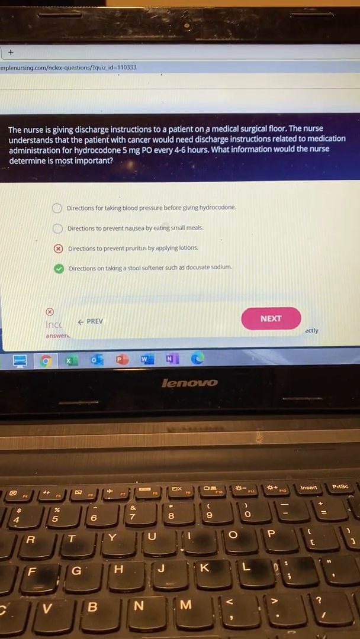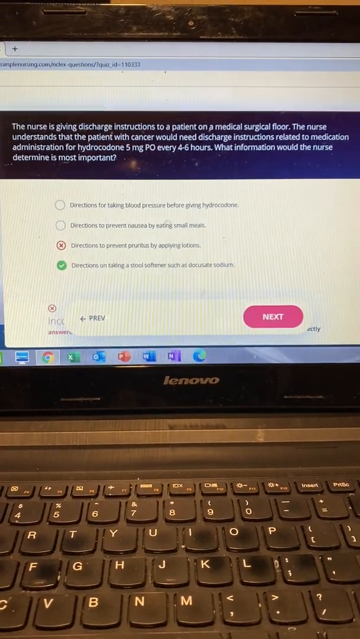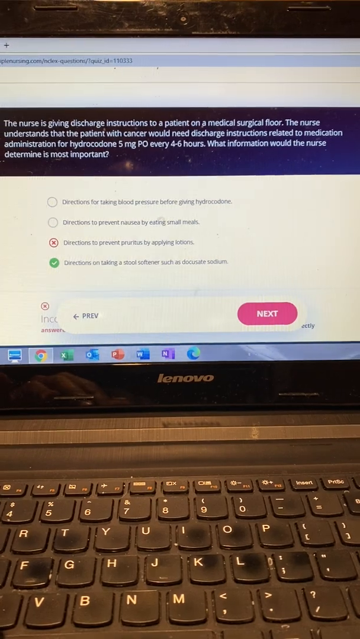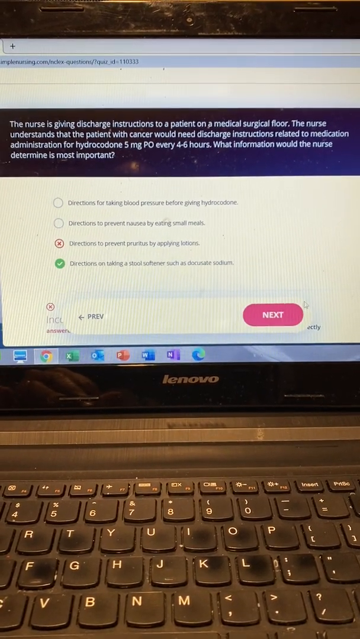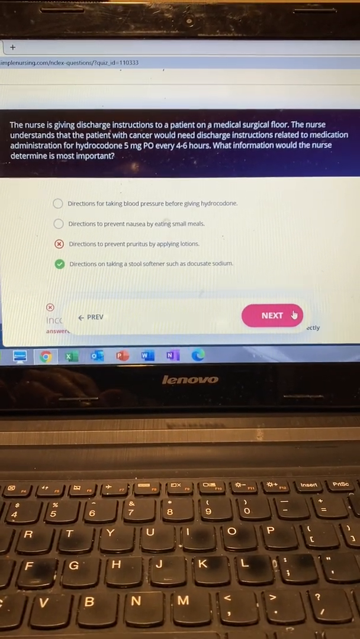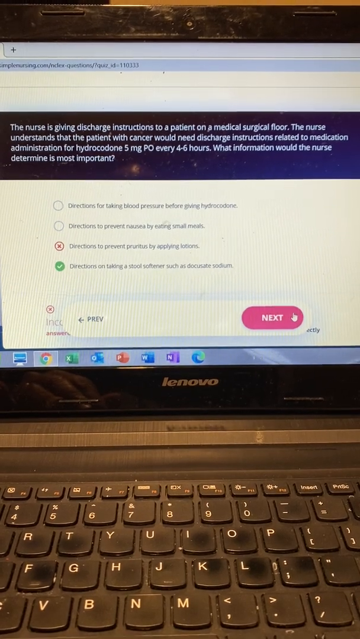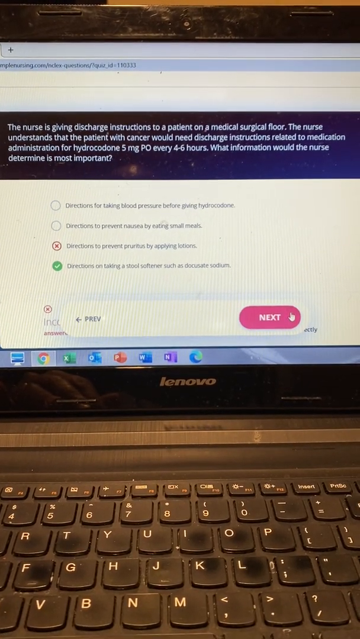But really, option number 4 is our best option because opioids make things low and slow, like constipation in the GI. So this medication can cause constipation. So option 4 is our best option here. Okay, that wraps it up.